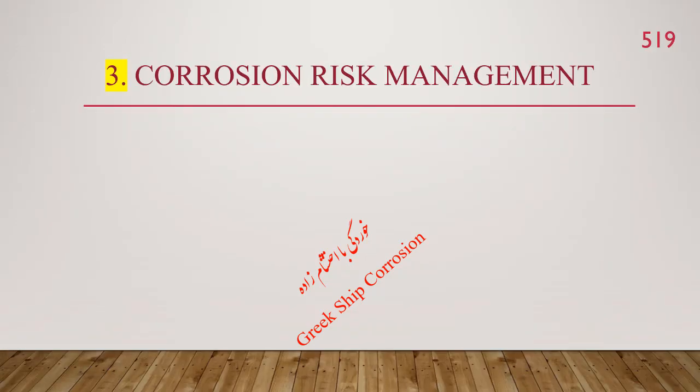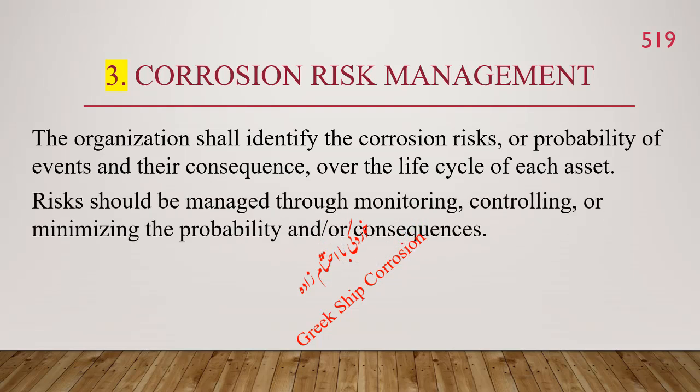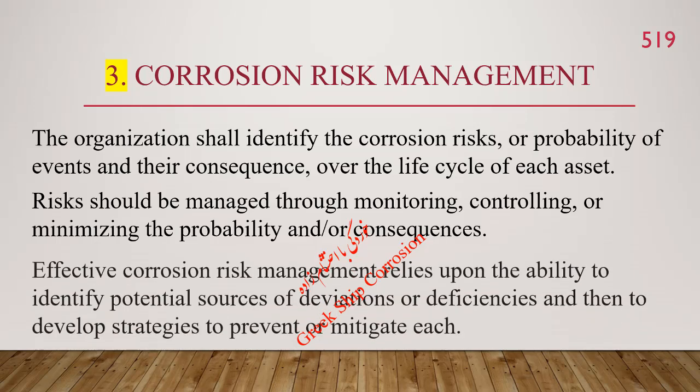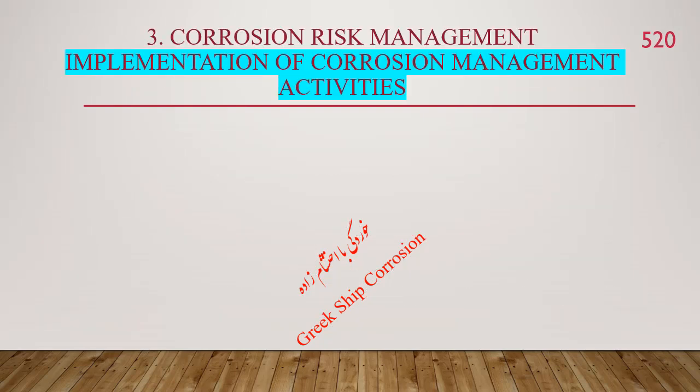3. Corrosion risk management. The organization shall identify the corrosion risks or probability of events and their consequence over the life cycle of each asset. Risks should be managed through monitoring, controlling, or minimizing the probability and/or consequences. Effective corrosion risk management relies upon the ability to identify potential sources of the deviations or deficiencies, and then to develop strategies to prevent or mitigate each.